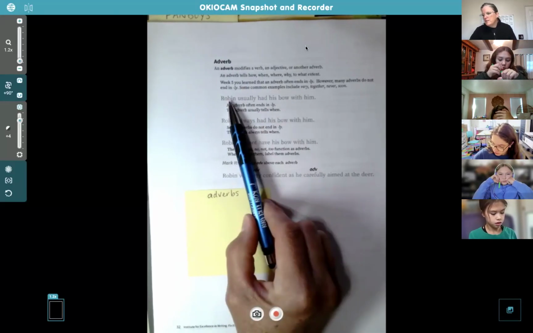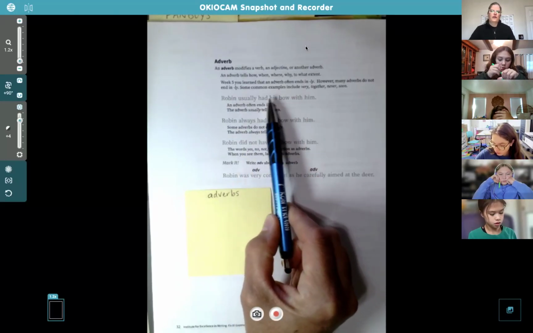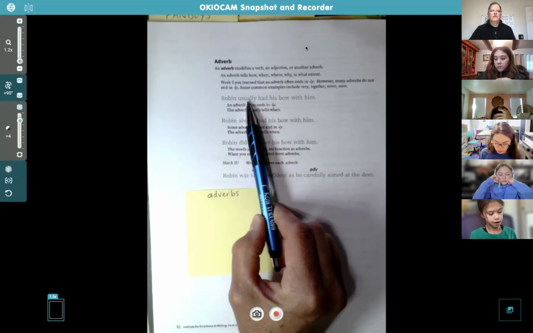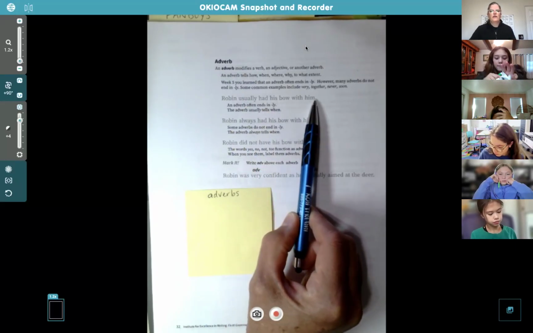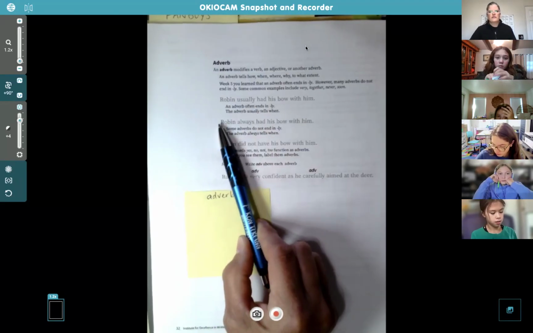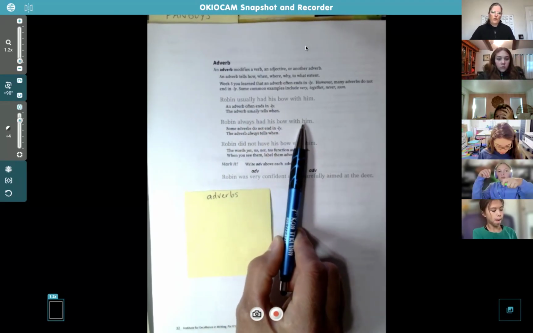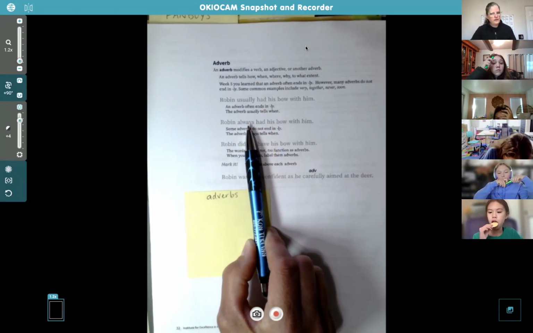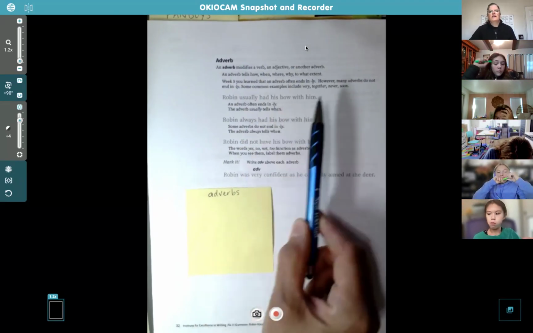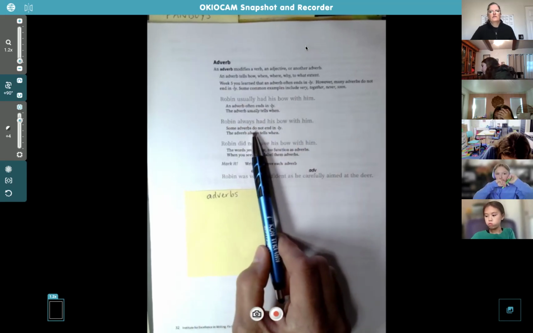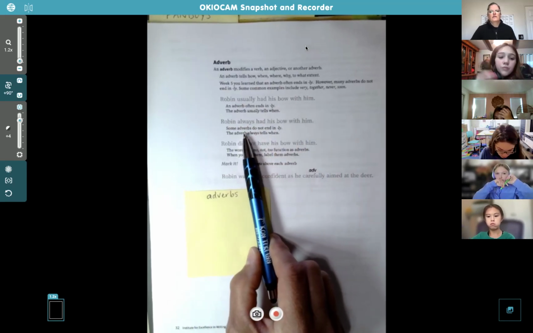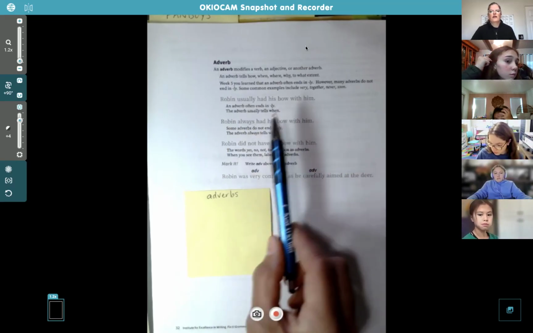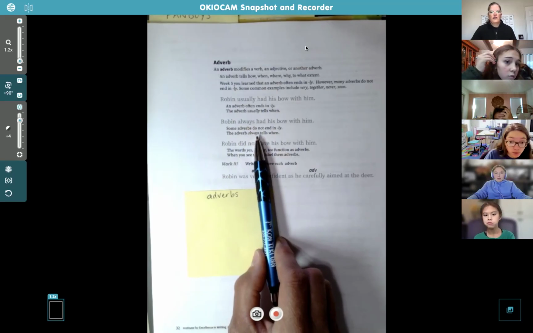So the first example is an easy one. Robin usually had his bow with him. So usually has the ly. That's an easy one to spot. That's the adverb. And it's telling when. When did he have his bow with him? Usually. The next example, Robin always had his bow with him. When did he have his bow with him? Always. Now that one does not have an ly, but that's in this list. Oh, no, it's not in that list. I would highlight always too on here. I thought it was up here, but it's not. Always can be an adverb.